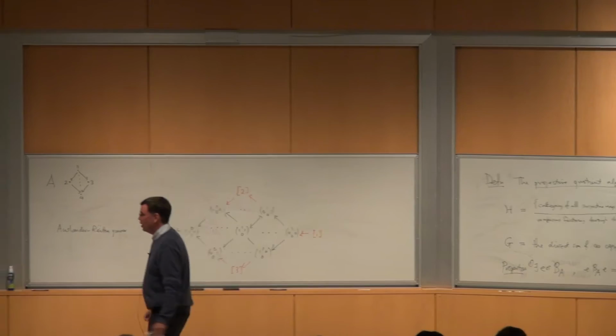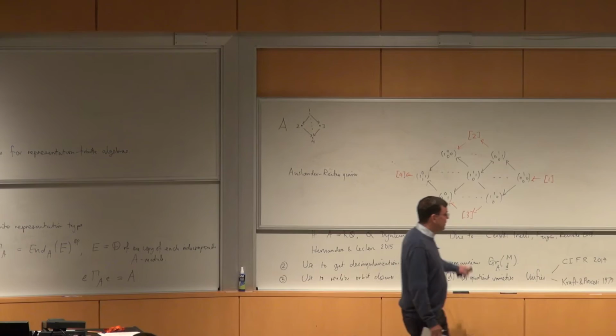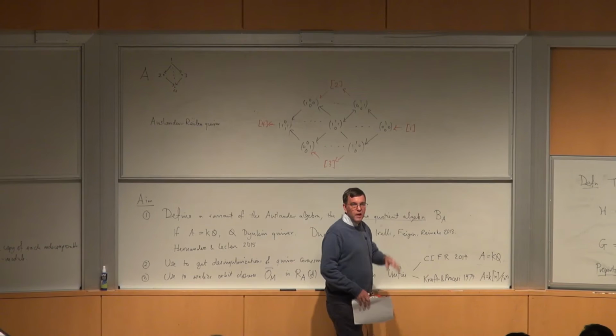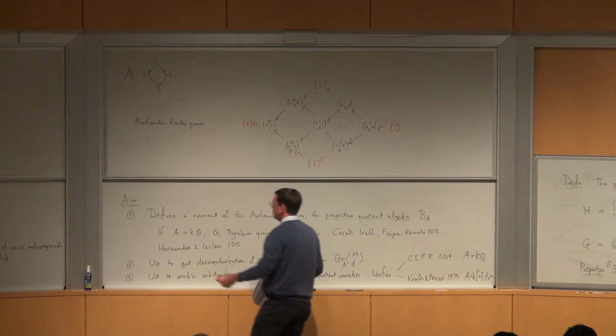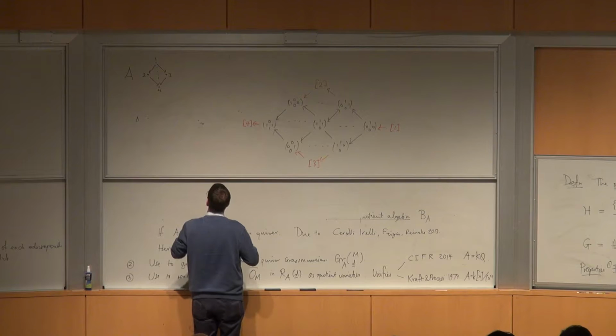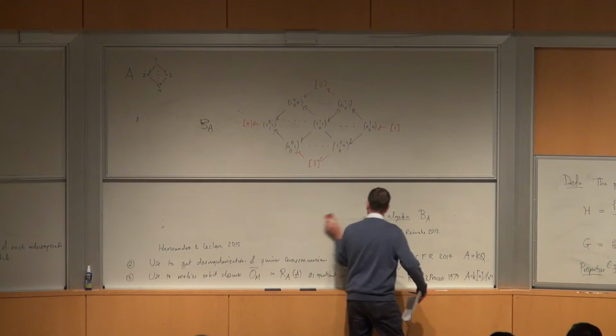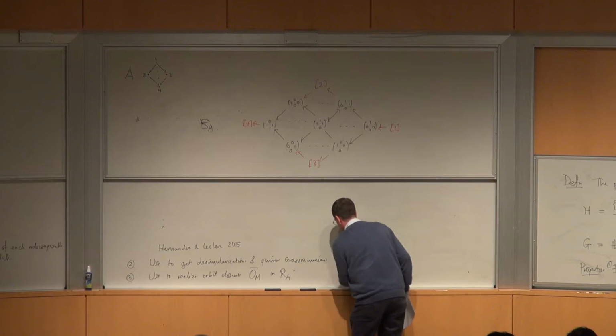Now, to tell you more about the projective quotient algebra, we've got to exploit this idempotent in it, E. E is the sum of these four red trivial idempotents. And E B_A is the path algebra of the whole thing, so this is B_X. And E B_A E picks out the red bit, and that's the algebra A. We've got to use this idempotent to pass between the algebra B_A and A.